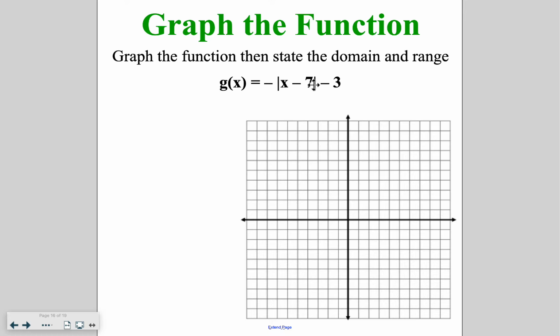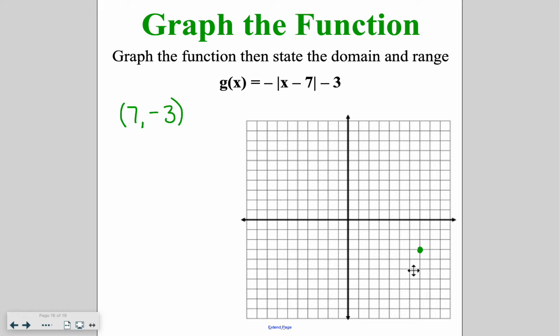The important piece here is to be able to pick out your h and your k values. So when we look at this, I've got x minus 7, which tells me I am moving right 7. So my first part of my vertex is going to be 7. And then this k, this negative 3, tells me I'm moving down 3. So my vertex is going to be at 7 to the right and 3 down. So that is going to be my initial value that I am going to put onto my graph.